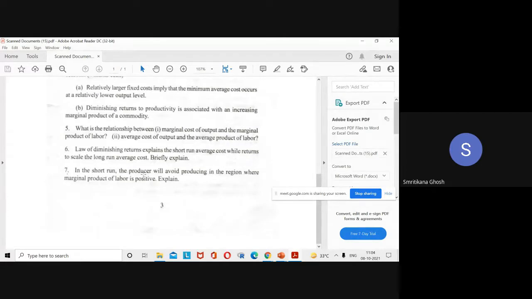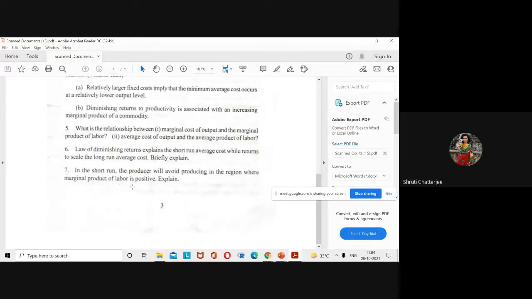In the short run, the producer will avoid producing in the region where marginal product of labor is positive. Do you agree with that? Ma'am, in this situation MPL is greater than APL, but when L rises, MPL falls. Yes, ma'am, MPL is positive in this region.